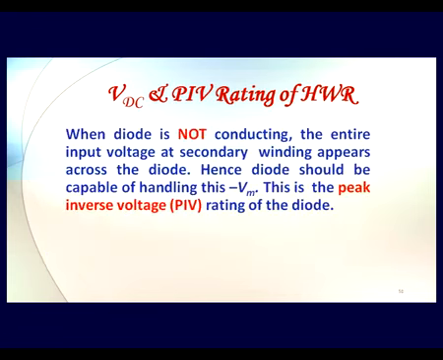Now in our circuit, when the diode is not conducting, the entire input voltage at the secondary winding appears across the diode, so the diode should be capable of withstanding that minus Vm voltage across it without any breakdown. This is the peak inverse rating of the diode required for our half wave rectifier.